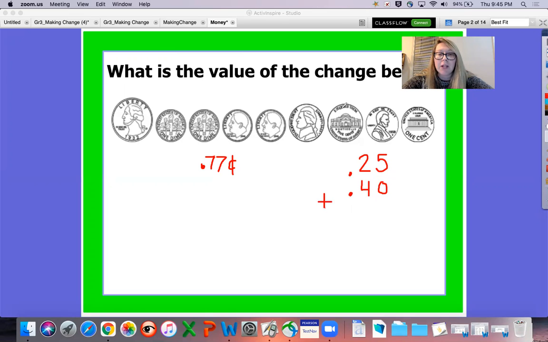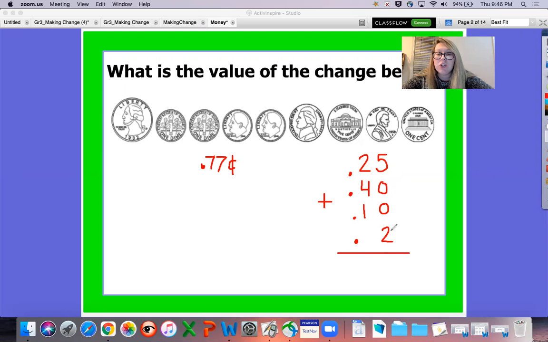Next comes my 2 nickels. 2 nickels are worth 5, 10 cents. So underneath my 40 cents, I'm going to write 10 cents. And then finally, I have my 2 pennies, 1, 2. Now be careful when you're writing your pennies that you put your 2 over here in the ones place. Now we're going to add these.